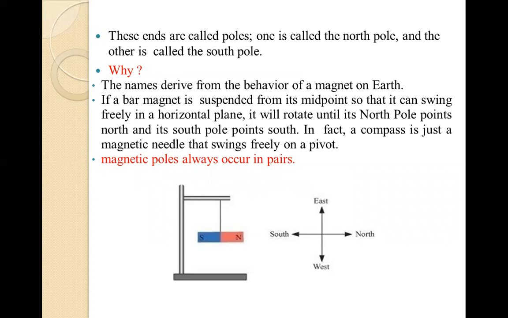Because if we hang the magnet freely, like the magnetic needle in a compass, it swings freely, and then the north pole will point to the north direction and the south pole points to the south direction of the earth. That's why we have two magnetic poles, north and south. The north one points to the north direction of the earth, that's why it's named north. And the south one points to the south direction of the earth, that's why it's named south. That's why we use the magnetic needle in the compass to locate the directions when you are lost.